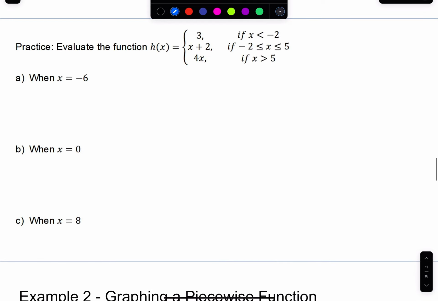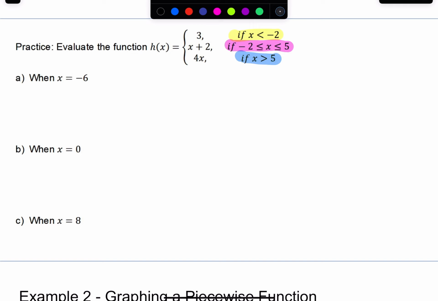So take 1 minute and work on these practice problems. Pause the video for 1 minute. All right, I'm going to go ahead and label my intervals just so I can keep up with this. But you're checking your answers now.